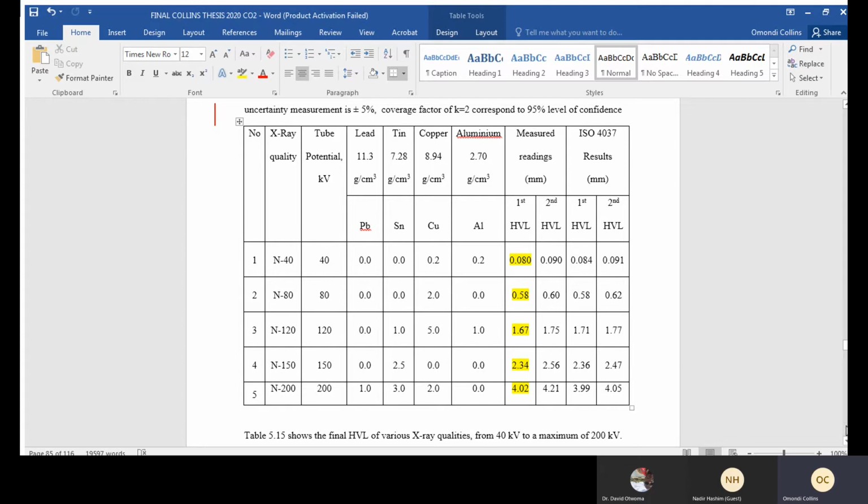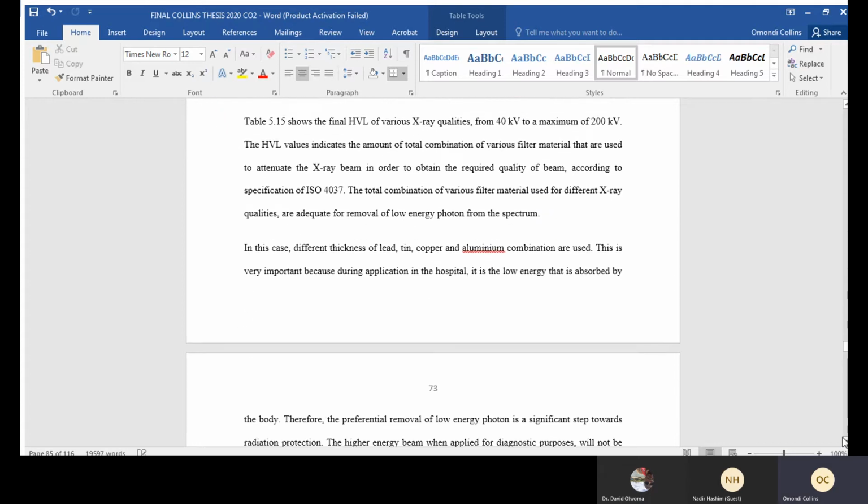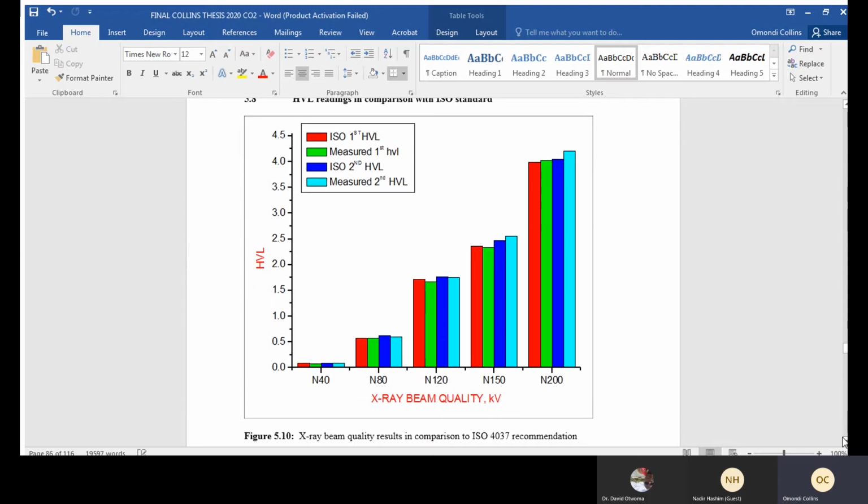So this is what I've plotted just to give a representation. The red is the ISO one, then this is measured. So the deviation is there, but within the required specification. This is for the second half value layer. This is for 80 kilovolts quality. Same for 120 kilovolts, 150, and eventually to 200. So this is how we characterize the beam using a half value layer measurement.